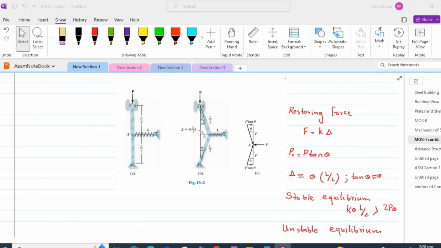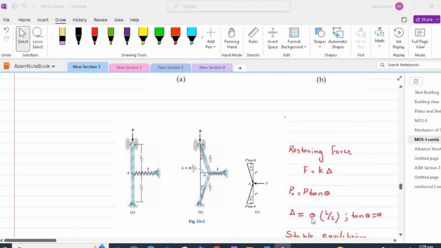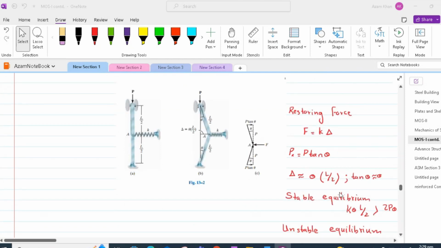Now, theta is considered small, so we can get the horizontal deflection delta equal to theta times L by 2. Because of the small magnitude of theta, we have considered tan theta approximately equal to theta. Therefore, delta is approximately equal to theta times L by 2. This makes F, which is equal to K theta L by 2, equal to 2 times P theta.